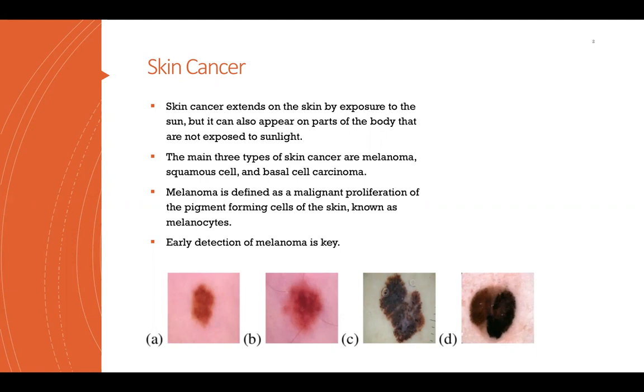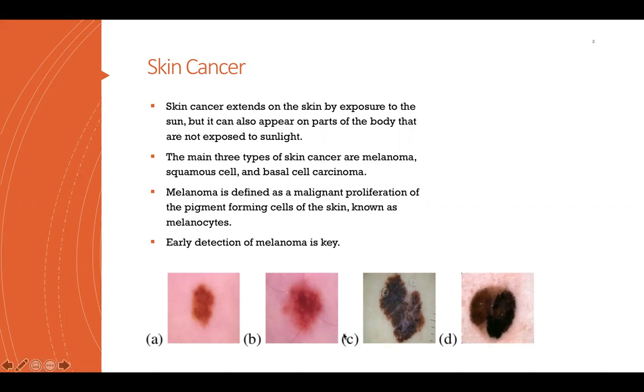But what is melanoma? It is defined as a malignant proliferation of the pigment-forming cells of the skin, known as melanocytes. It can be painful with burn and itch. It can affect people with any type of skin color. The mole can change in size, color, feel, and can even bleed in some cases. Why early detection of melanoma is key? Because if the melanoma goes untreated, the survival rate is less than 5% within 2 years and is able to spread via metastasis.